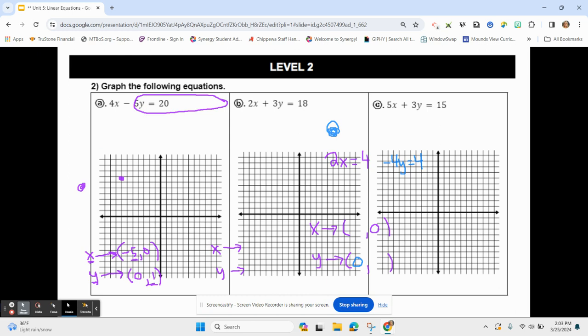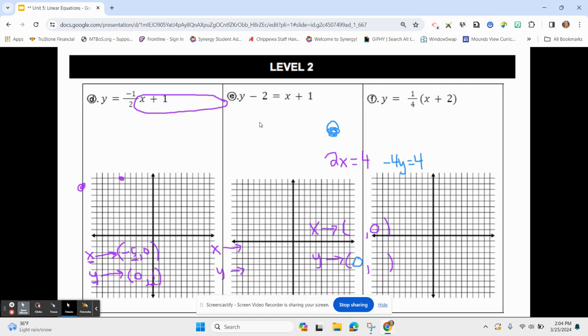And so for level 2, I'm not sure how I can erase that right now, but on the level 2s, you can see for A, B, and C, you are graphing in standard form. And then if you look on the back side, letter D, these are in slope-intercept form. So find the m, find the b. That's going to be the best way for you to do that.